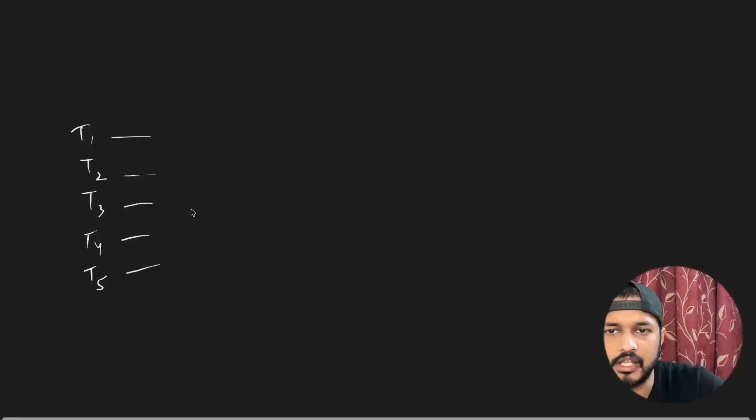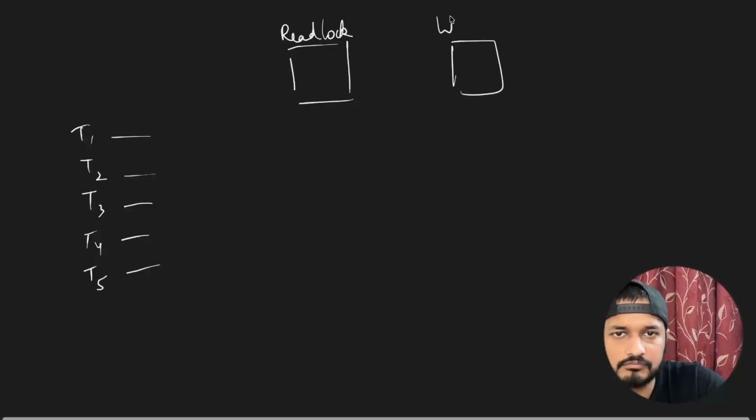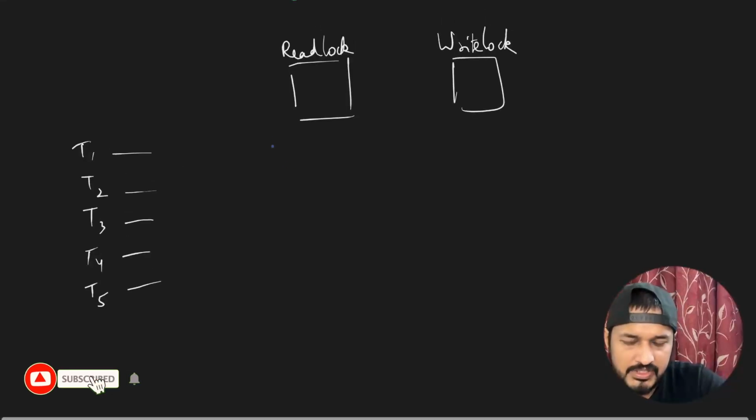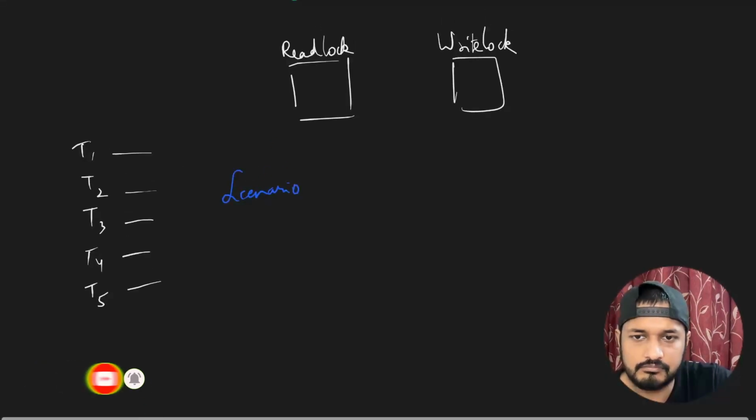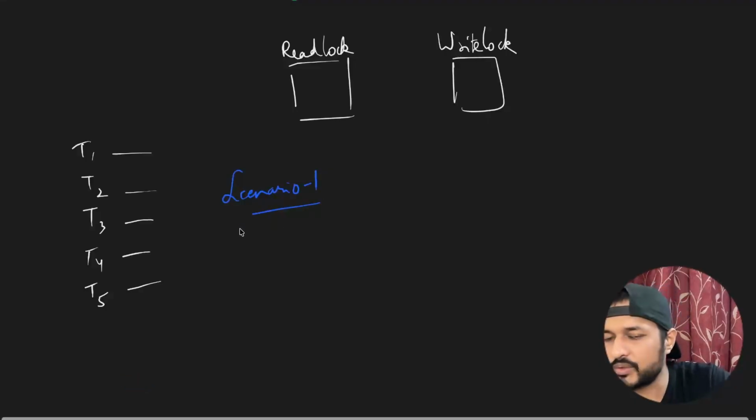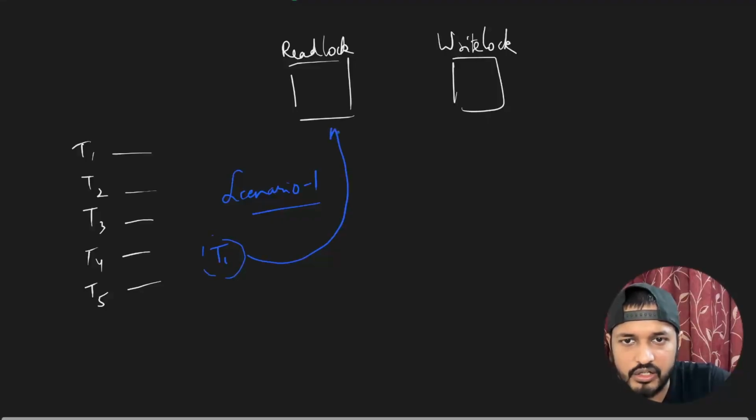Suppose you have 5 threads, T1, T2, T3, T4 and T5, correct? And you have two locks, ReadLock and WriteLock, correct? So there are two scenarios here. First, let's see scenario 1. In scenario 1, initially, suppose thread T1 comes and T1 tries to acquire ReadLock.